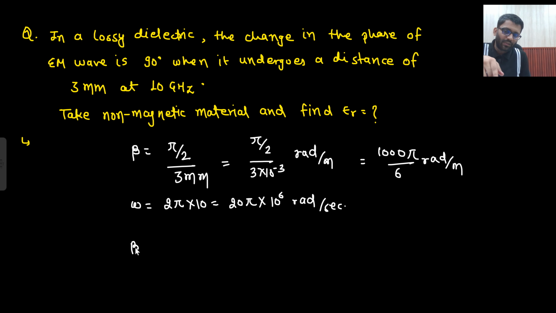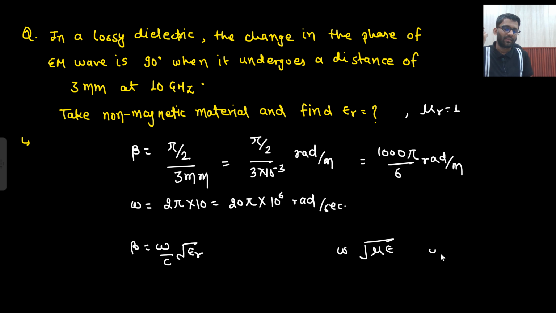Look, beta is equal to what? Omega root mu epsilon. Or how you can write it down? Omega by c, root mu r epsilon r. But what is the material? Non-magnetic material. That means mu r is equal to 1. So omega by c under root epsilon r. Omega root mu epsilon, omega root mu naught epsilon naught into mu r epsilon r. This value is 1. And what is this value? 1 by c. So omega by c under root epsilon r.